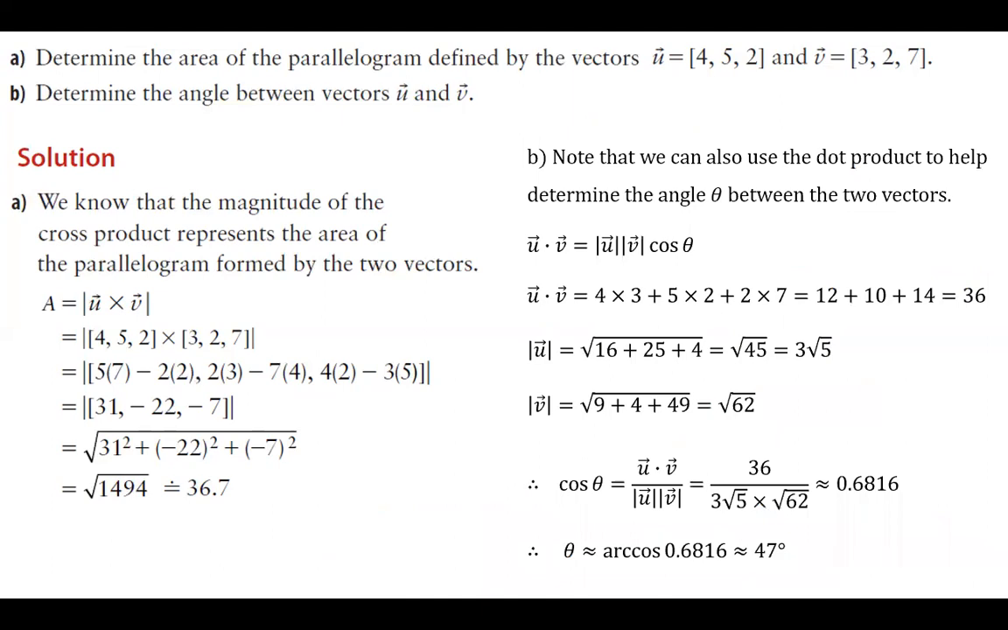Okay, so like I said, there's a second method to find the angle theta between them. This time we can use the dot product. Remember that the dot product between U and V is given by the magnitude of V times the magnitude of U times cosine theta, right? Theta is the angle between the two vectors, and theta is between 0 and 180 degrees. Again, let's put all the values in. So cosine theta is given by the dot product between U and V over the product of the magnitudes of U and V, which is approximately 0.6816. And theta is arc cosine 0.6816, which is also approximately 47 degrees, right?